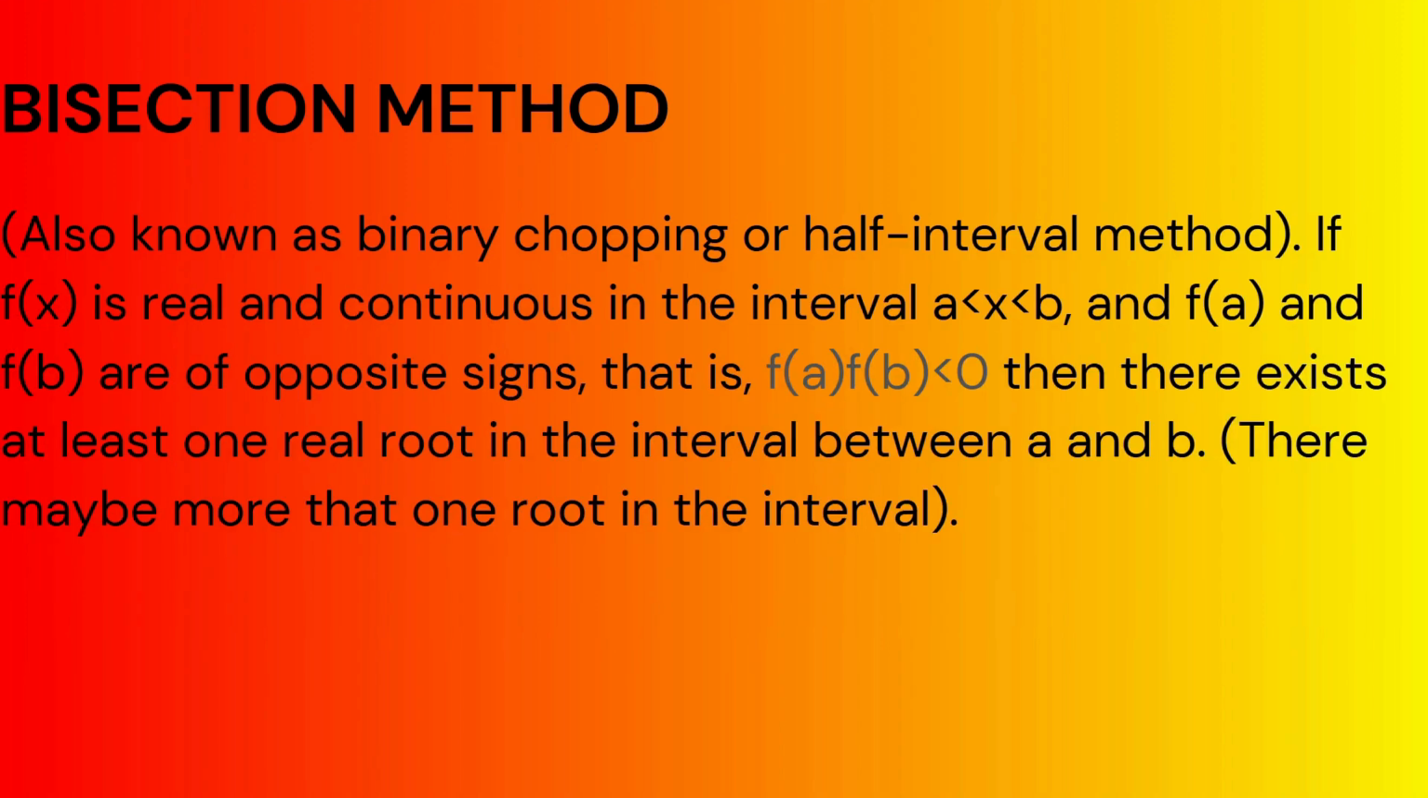If f(x) is real and continuous in the interval a < x < b, and f(a) and f(b) are of opposite sign, that is f(a)f(b) < 0, then there exists at least one real root in the interval between a and b. There may be more than one root in the interval.